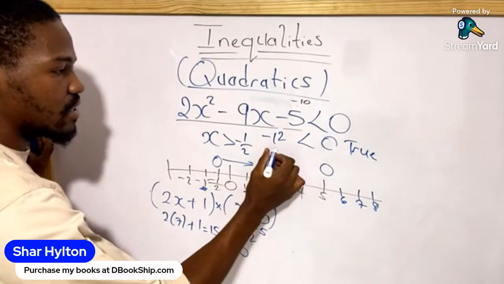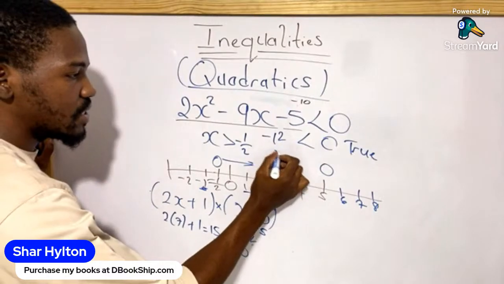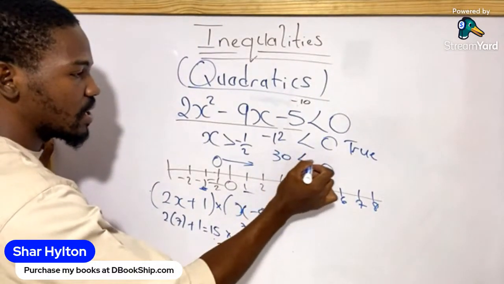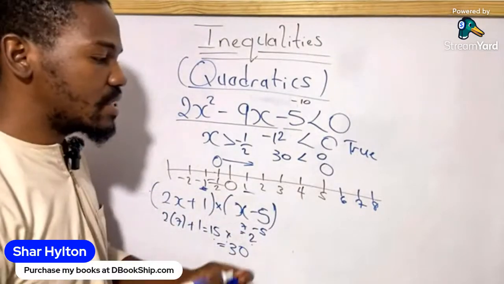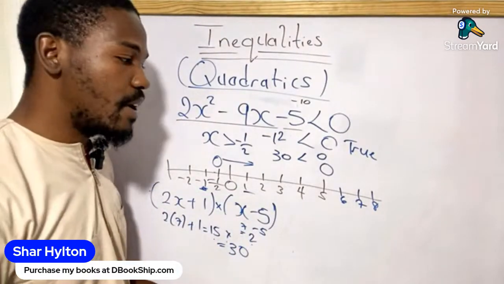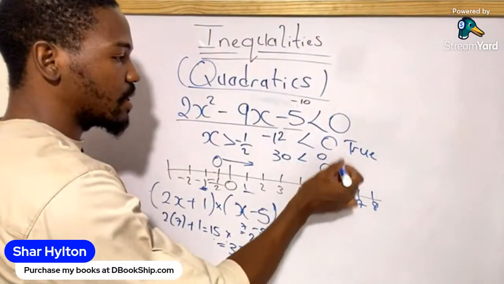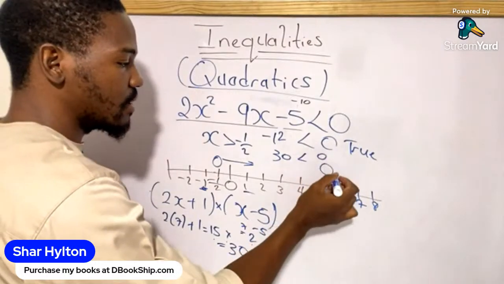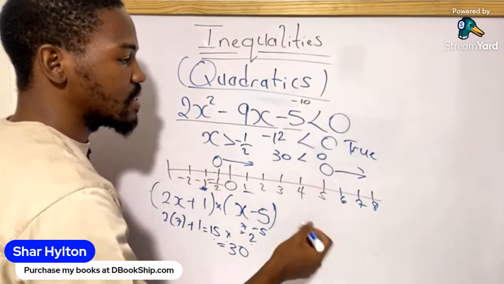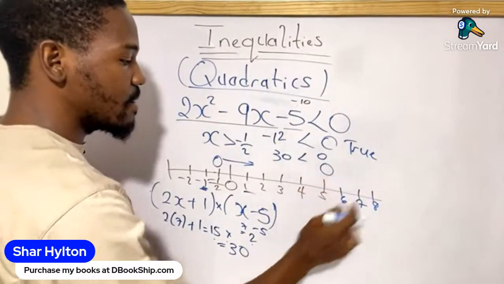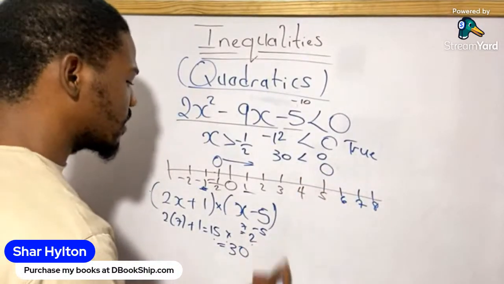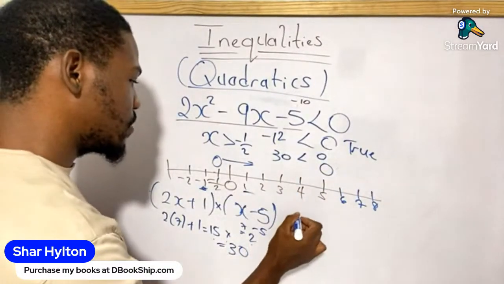If we check this, we can't say 30 is less than 0. So what is that telling me? That is telling me that the range of values from this direction is that we cannot say that x is greater than 5. But can we say that x is less than 5? Let's look at it. Let's look at it. So I'm just going to put this over here.